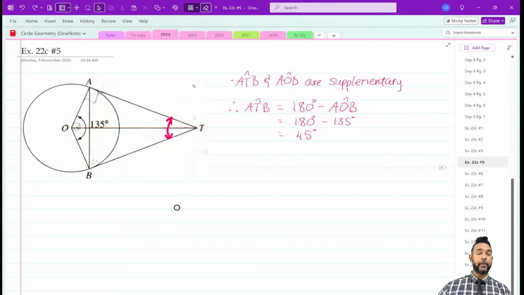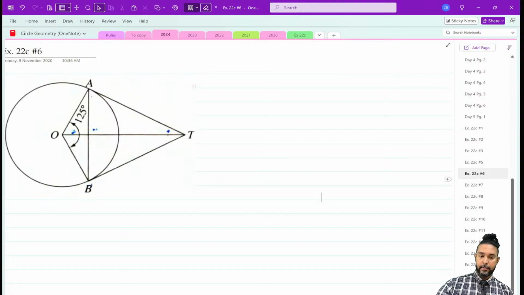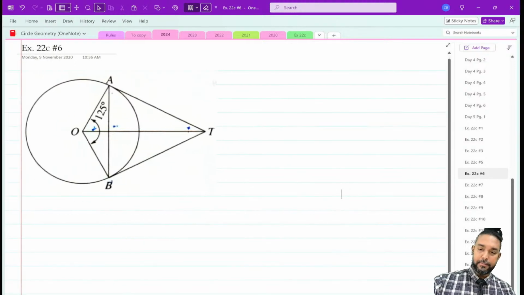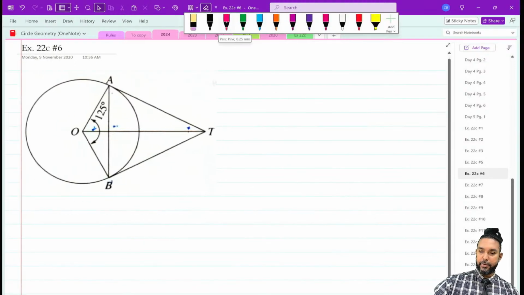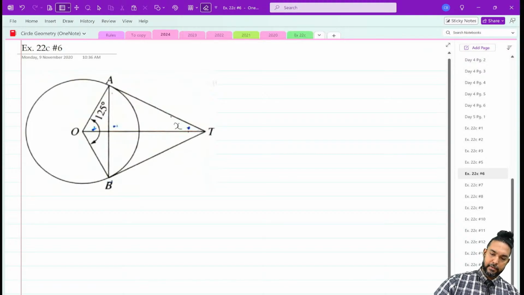Good to go? Alright. So what I'll do is I'll mark on the diagram what they want you to find. They want you to find X, angle Y, and angle Z.